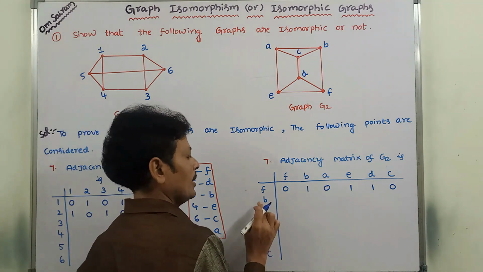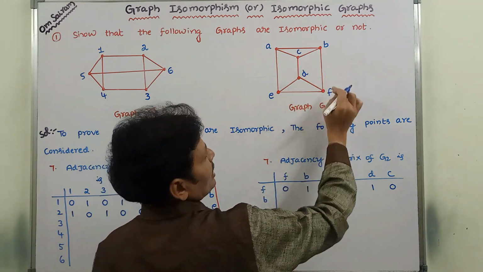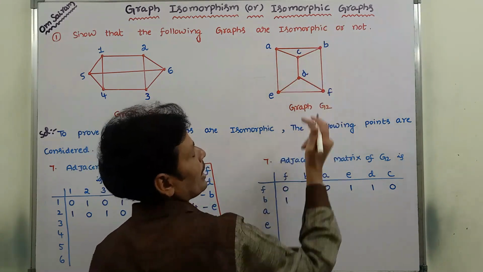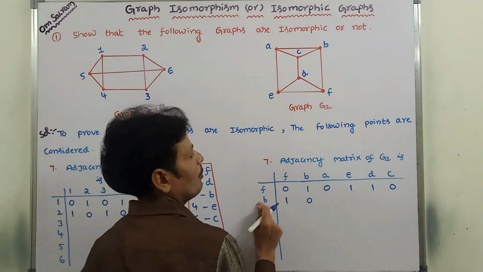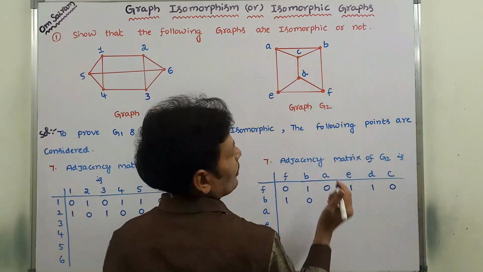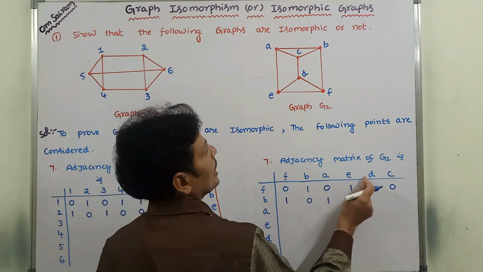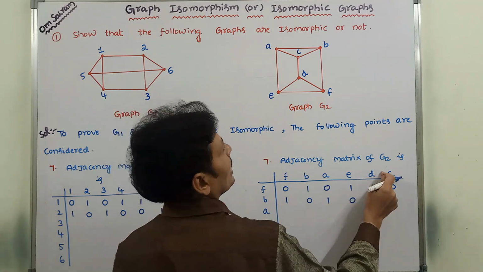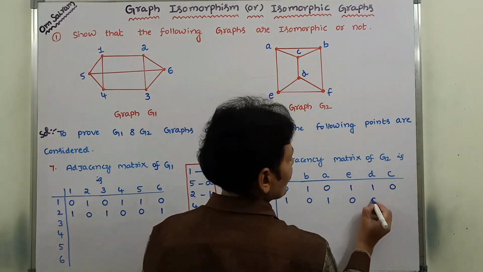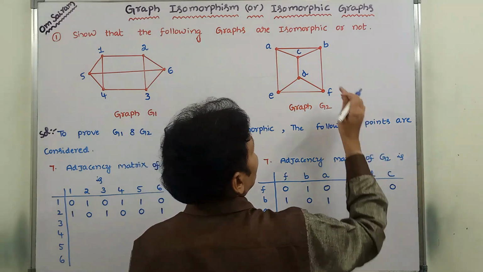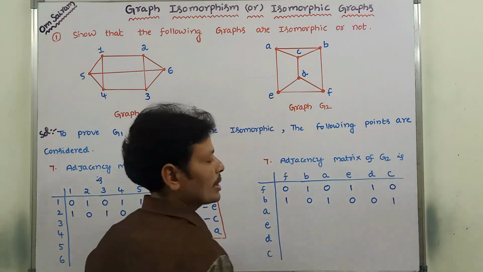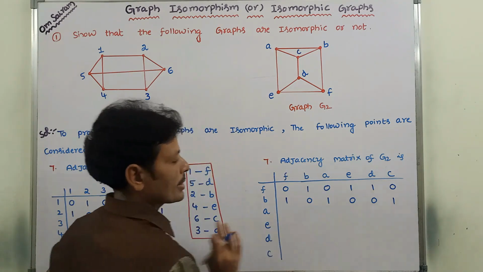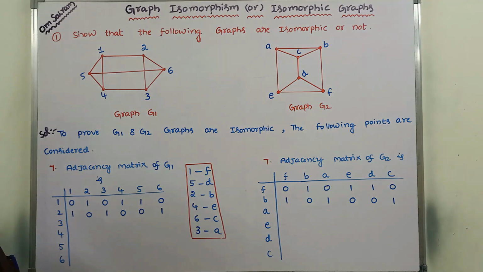Now we have to check here. B to F, there is an edge between B to F, so its value is 1. B to B, there is no self loop here at vertex B, so its value is 0. B to A, there is an edge between B to A, so its value is 1. B to E, there is no edge between B to E, so its value is 0. B to D, there is no edge between B to D, so its value is 0. B to C, there is an edge between B and C, so its value is 1. Here 1, 0, 1, 0, 0, 1, 1, 0, 1, 0, 0, 1. Second row of G1 and second row of G2 is same.